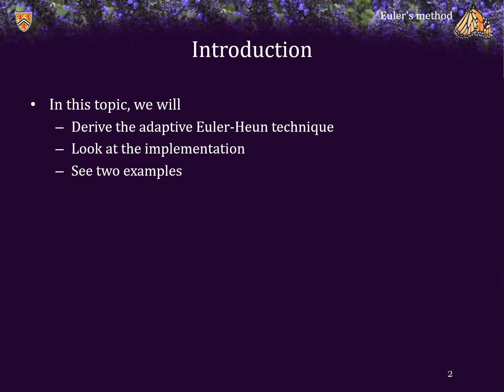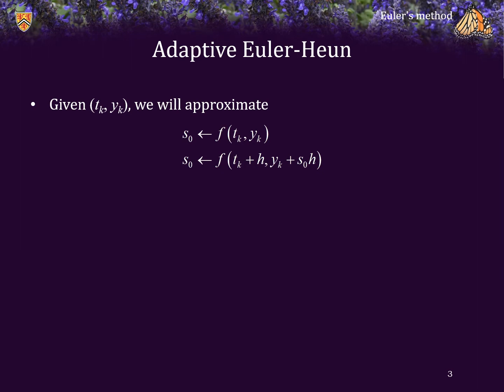In this topic, we will derive the adaptive Euler-Heun technique from the methods described previously on adaptive algorithms. We will look at the implementation, and we will see two examples. All right, let's go over the adaptive Euler-Heun method.